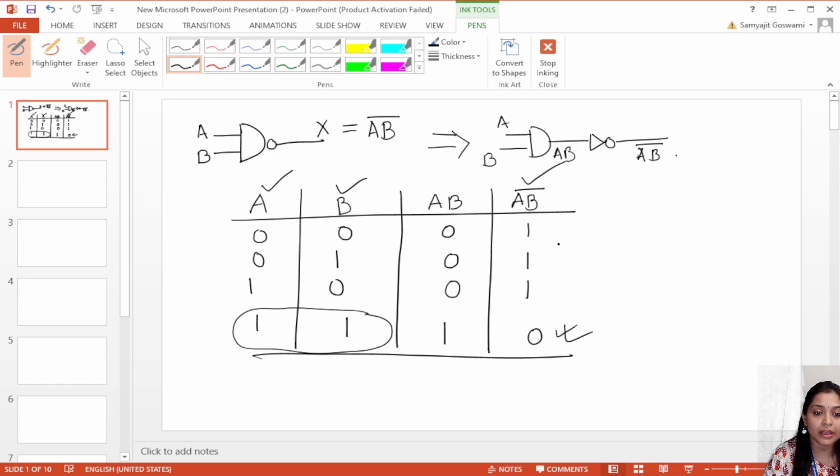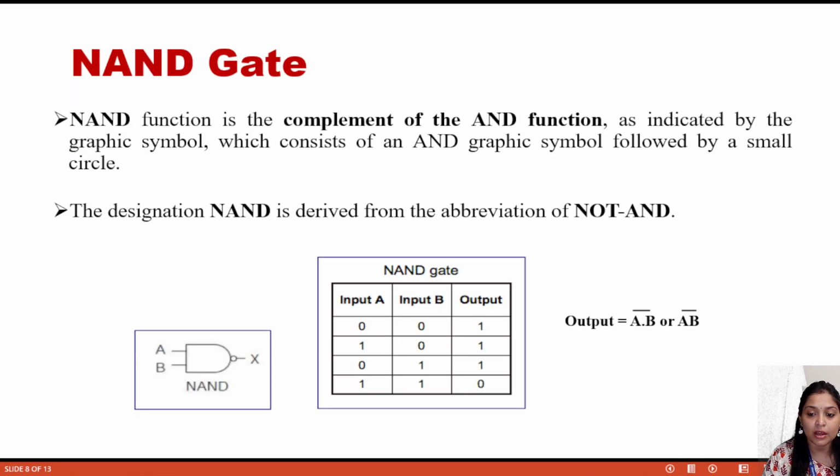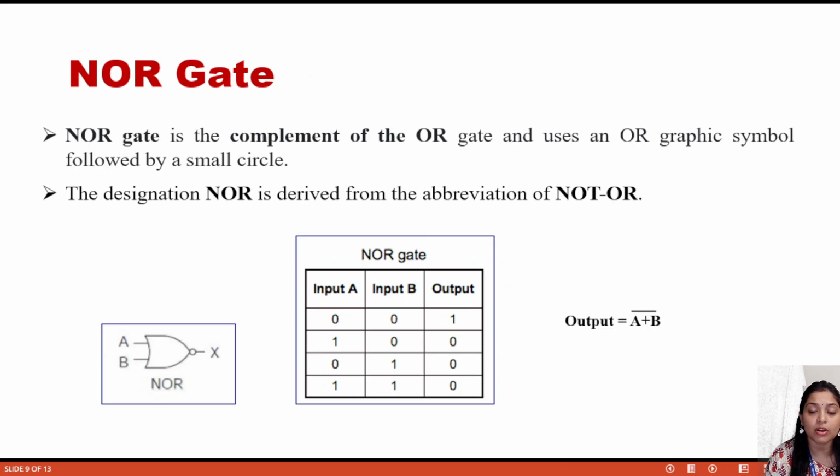Now I am again going to my presentation. So this is the NAND gate. Now coming to the NOR gate. This is the symbolic representation of the NOR gate, where A and B are the inputs and X is the output. It is represented as A plus B bar. If I first use an OR gate and then a NOT gate, that means OR plus NOT is a NOR gate.